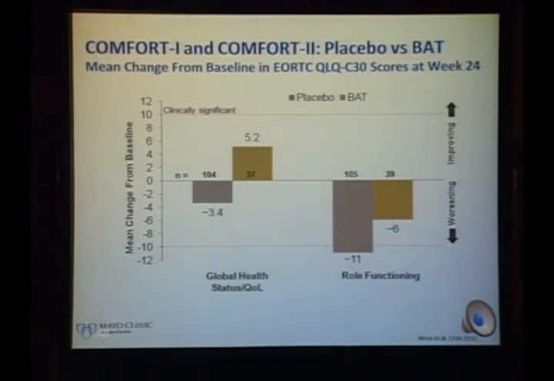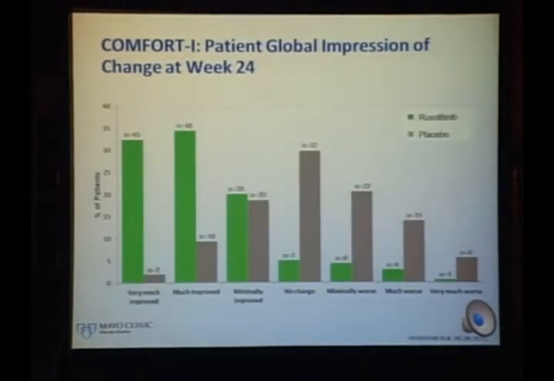Indeed, when we compared ruxolitinib and placebo, between placebo and best alternative therapy between the two studies, we saw that neither one of these performed very well. We also saw that while patients were blinded, in green, most patients with ruxolitinib felt quite a bit better, and those in gray who were on placebo did not.